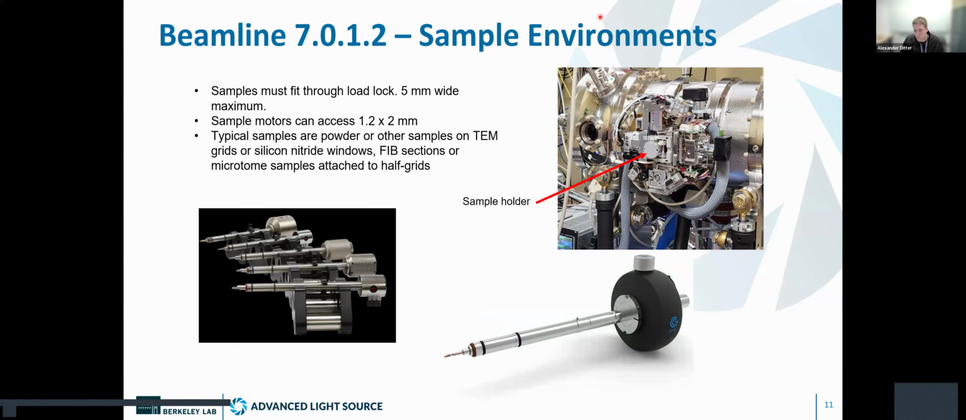As I mentioned before, we're using these TEM style holders. That limits the effective size that your sample can be, and you're limited to using one of the holders that we have or that we can borrow from the Molecular Foundry. So this is a limitation on what types of measurements you can do. We're also limited in the size of area. We can access about 1.2 to 2 millimeters by 2 millimeters. Your typical samples will look like powder or some kind of microtome sample on TEM grids or silicon nitride windows. You can do FIB sections or microtomes attached to half grids as well.